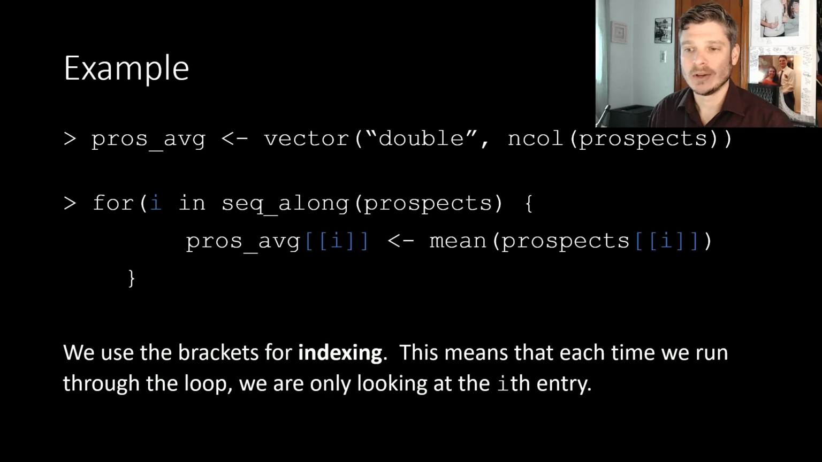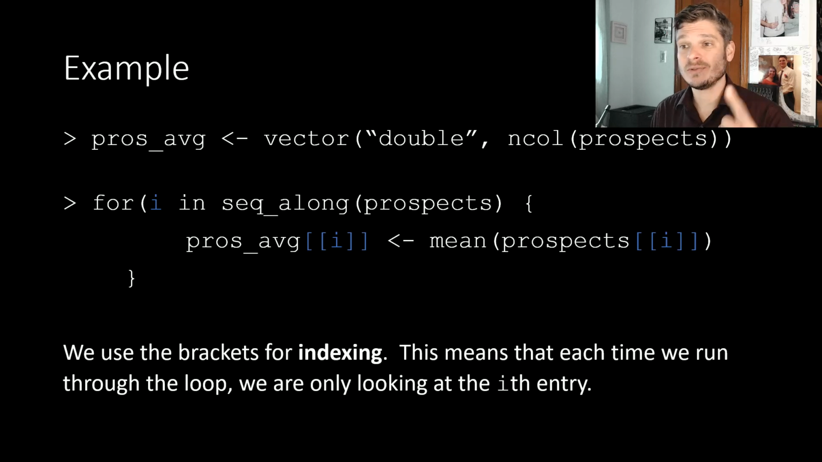Now, what about all these i's, right? So i is my counting variable, and I see a bunch of these brackets with i's as well. Well, we use these brackets for indexing. And what this means is that each time we run through the loop, we're only going to look at the ith entry. So again, it's going to start with 1. So now i equals 1, and we're going to look at the first column in my data frame.